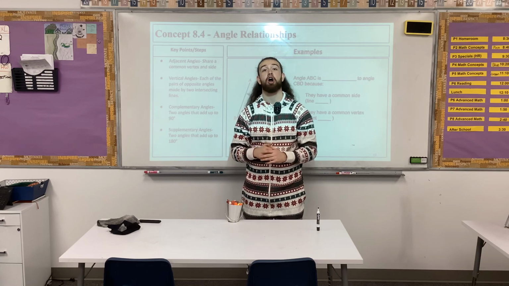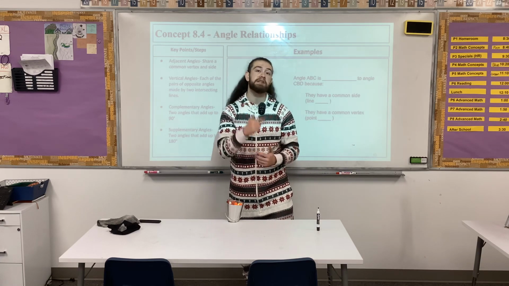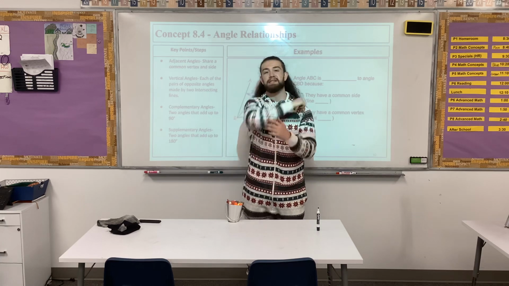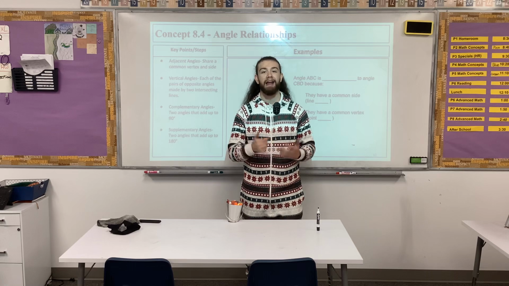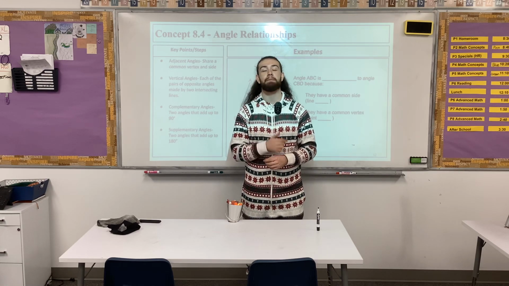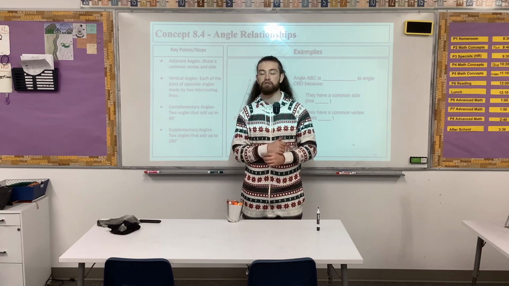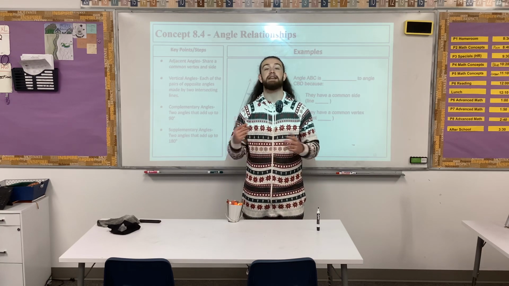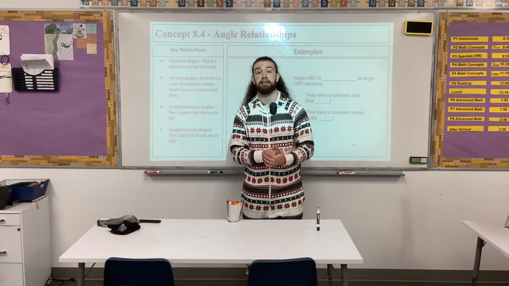After that, we have complementary angles. Now, if you give someone a compliment, you're always right. Compliments are always the right thing. So complementary angles add up to right angles, 90 degrees. Finally, we have supplementary angles. Supplementary angles are straight lines, right? Supplementary angles add up to 180 degrees because they make a straight line.